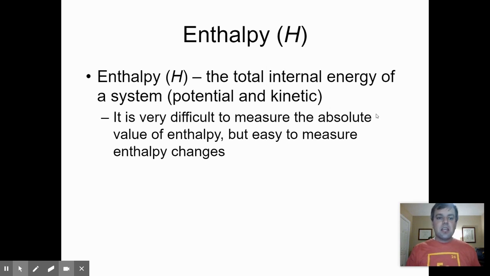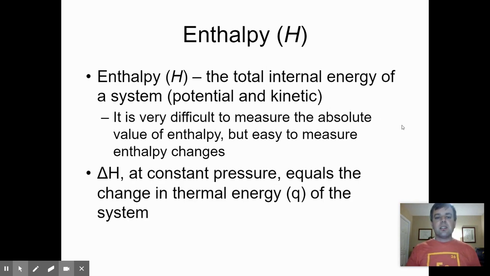For instance, it's very difficult to measure the volume of the ocean, but if you were to grab a 1 gallon jug of water and pour it into the ocean, you know that whatever the volume of the ocean was, it's now increased by a gallon because you just poured it in. So we just use calorimetry to measure enthalpy changes.